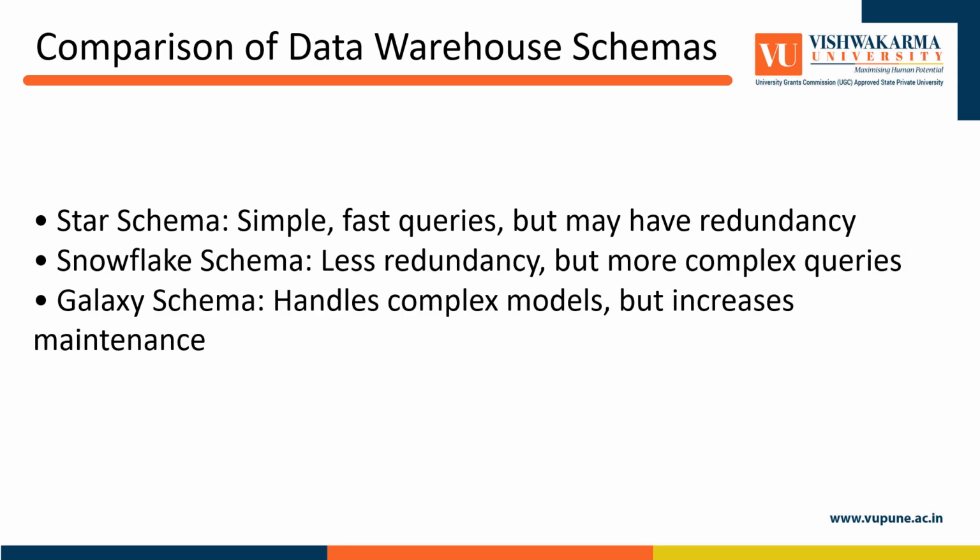Comparison of data warehouse schemas. Here is a quick comparison. Star schema: simple, fast queries but may have redundancy. Snowflake schema: less redundancy but more complex queries. Galaxy schema: a complex model but increased maintenance. Each schema has its own use case depending on business needs. To better understand how these schemas work in practice, let's look at a case study.